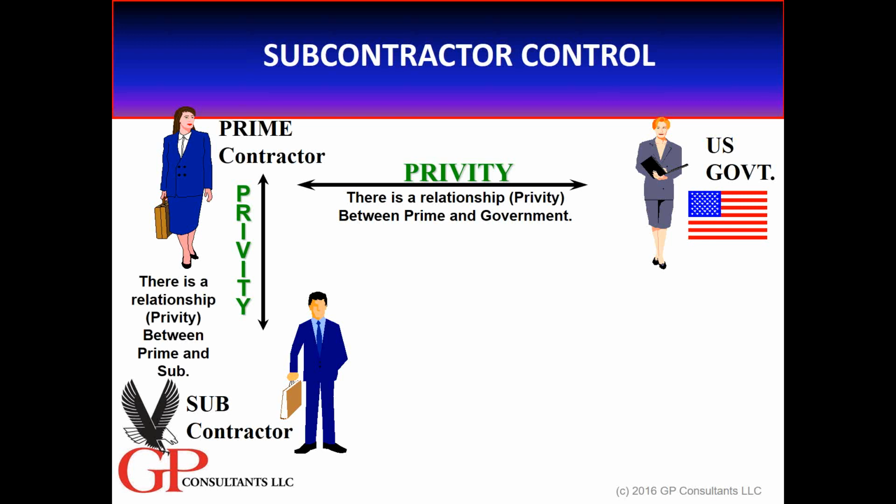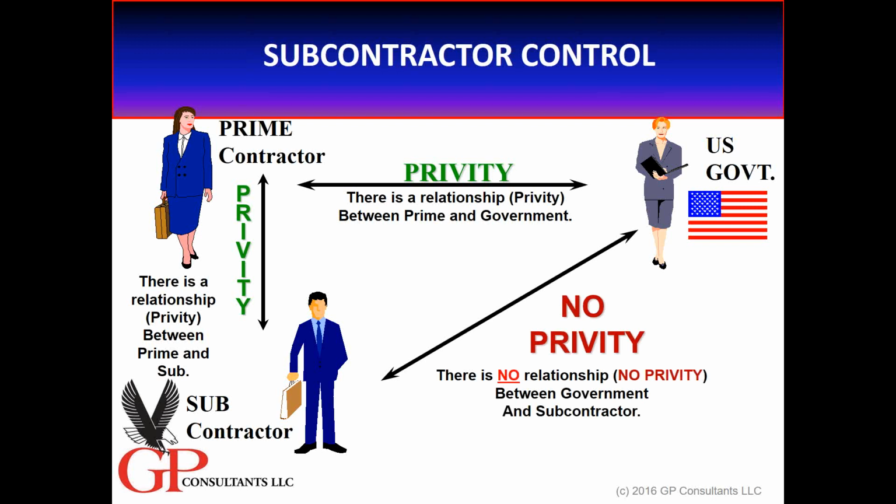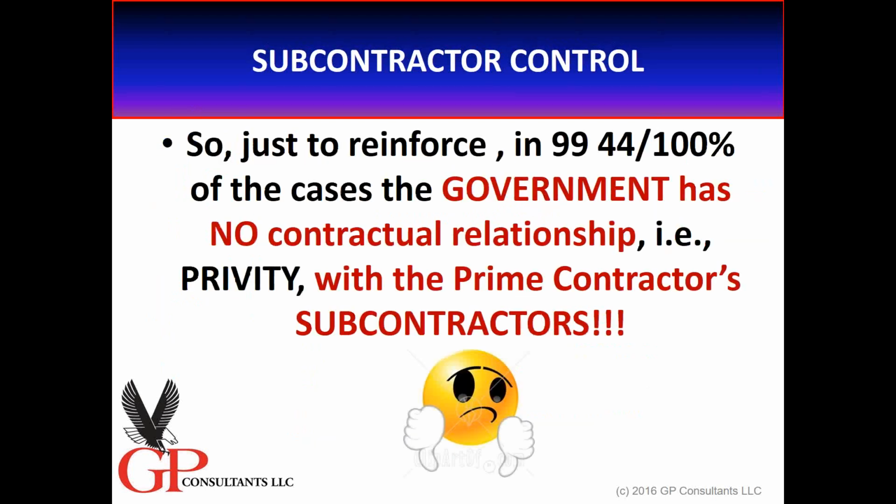But then, can we really draw a line between the subcontractor and the U.S. government? In point of fact, there is no privity, there is no relationship between the government and the subcontractor. You need to be aware of that. Rarely, rarely, rarely do we ever see any type of violation of that construct. So, just to reinforce, in 99 and 44 100% of the cases, the government has no contractual relationship, i.e. privity, with the prime contractor's subcontractors. So you need to be aware of that.